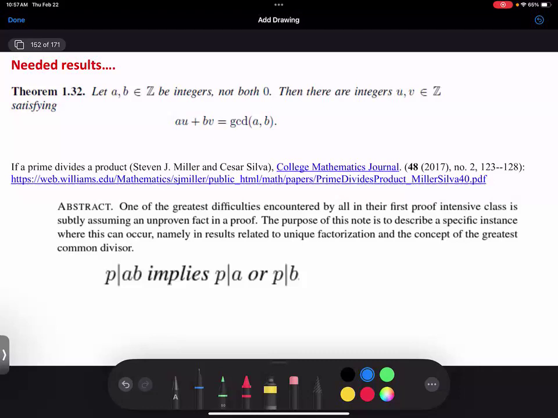Is this true if instead of a prime, I have a composite? So if M is composite and M divides AB, does M divide A or M divide B? So if a composite divides a product, does the composite have to divide at least one? No. And then you want to search for good counterexamples. Good example, what's a good composite number?